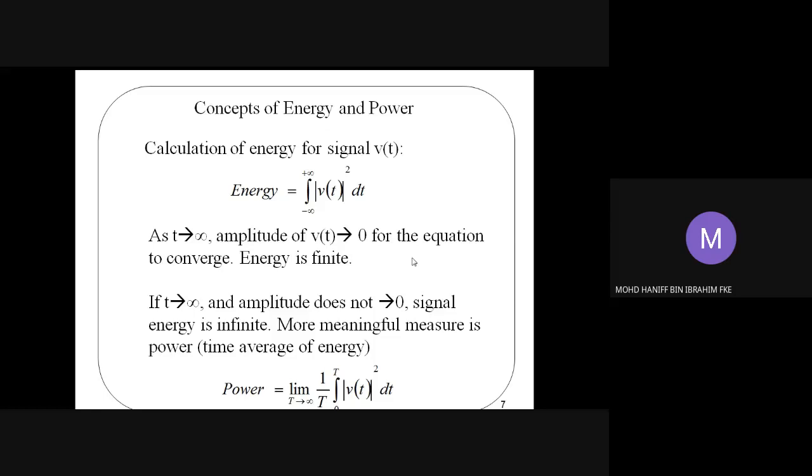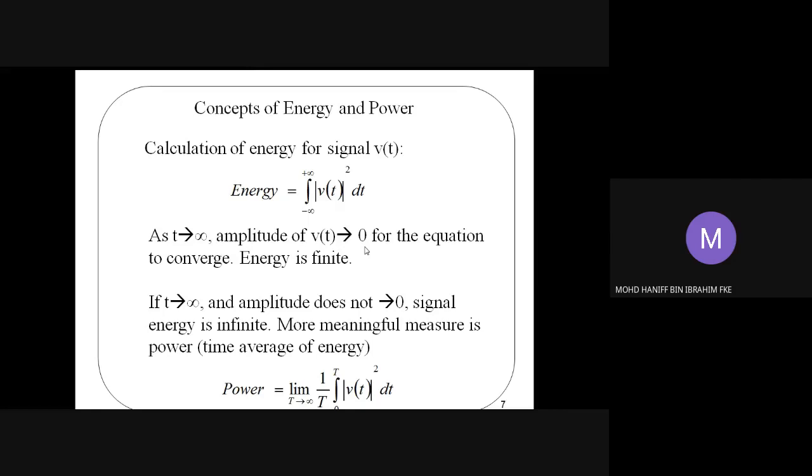Looking at the equations we have here, the first one is the energy equation. Energy is defined as the integration from negative infinity to positive infinity of v(t) squared dt. This is the equation used to calculate the energy of the given signal v(t). Based on this equation, there are two scenarios we can think about. The first scenario is when we have a signal v(t) whose amplitude approaches 0 as time approaches infinity.